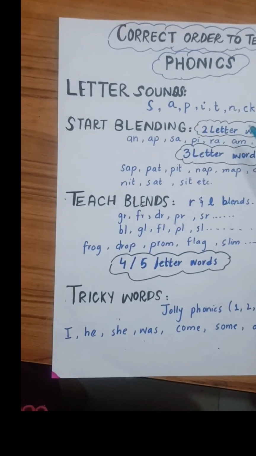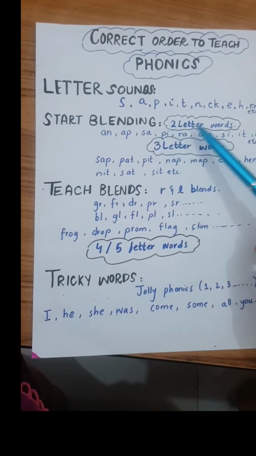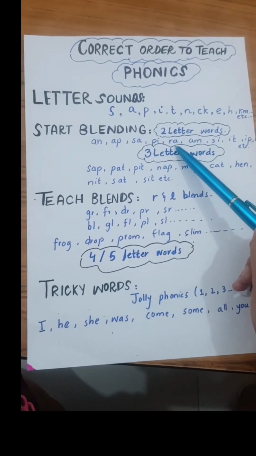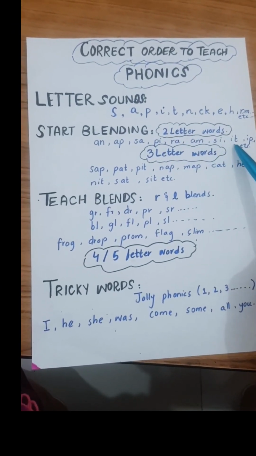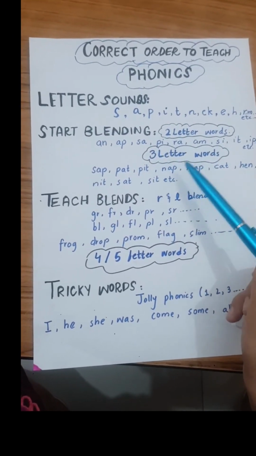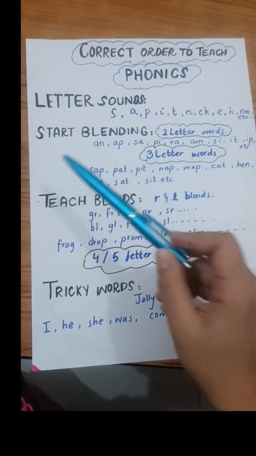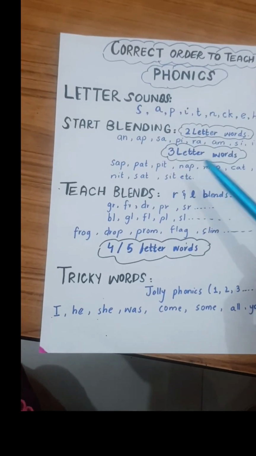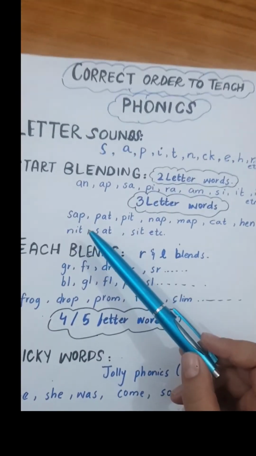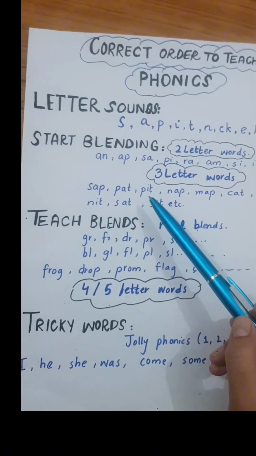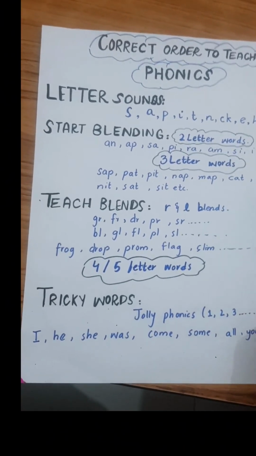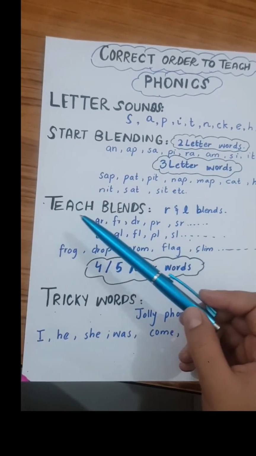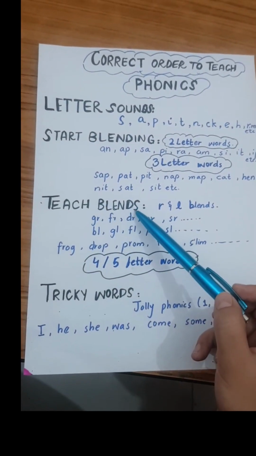Start blending means the introduction of two letter words such as an, ab, am, it, ip, and the combination of three letter words. So these are the blending, which includes the combination of two letter words and three letter words. In the three letter words, you can see here sap, pat, pit, nap, mat, cat, hen, knit, sat, and kit are the examples.